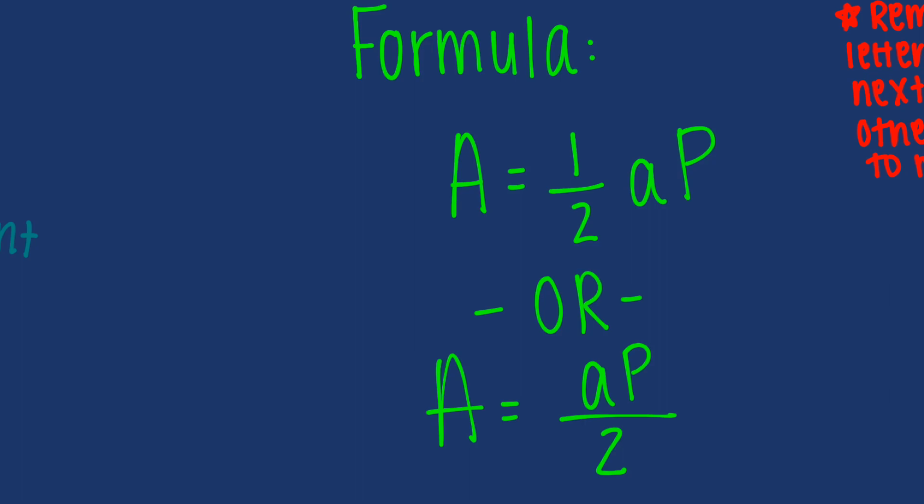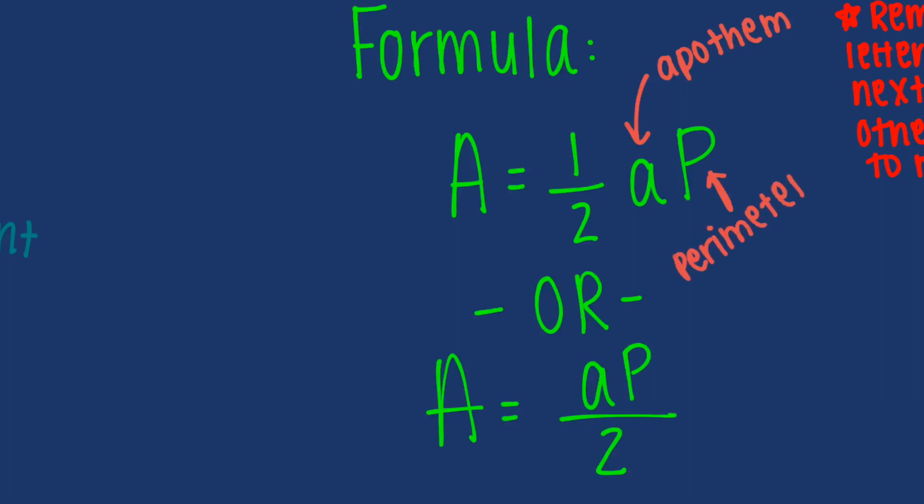So we do have a formula, of course. The formula is area is equal to 1/2 times a, and this little a stands for apothem, times this big P, and that stands for perimeter.